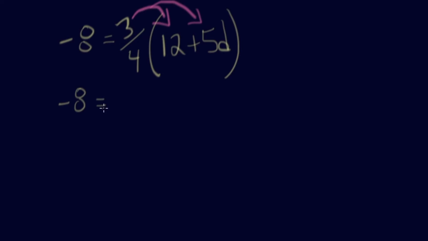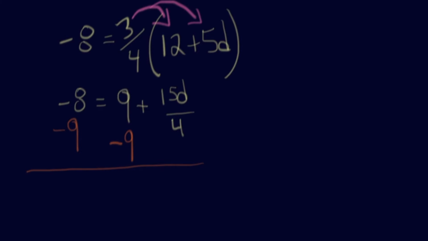So negative 8 is equal to, what's 3/4 times 12? 3/4 times 12 gives us 36 over 4, which is just going to be 9. And you can use a calculator for that if you wanted to. And then we're going to get a 15d over 4. Oof. These are ugly numbers, but fear not. It's not that bad. I'm going to subtract 9 from both sides. And that's going to leave me with negative 17 is equal to 15d over 4.